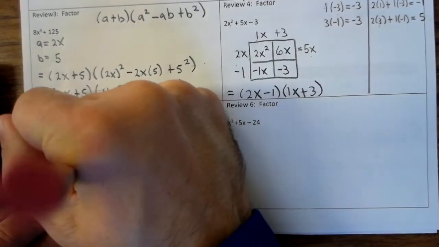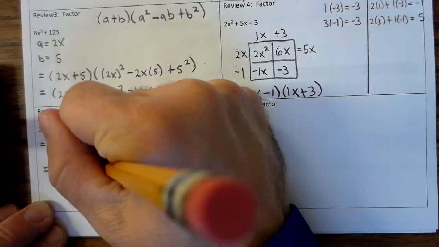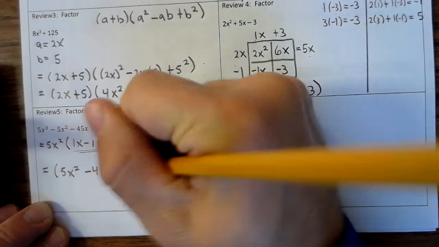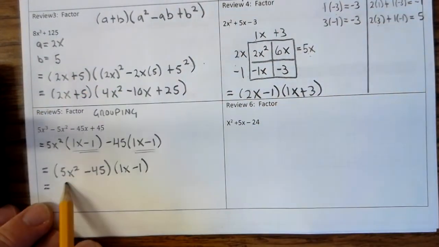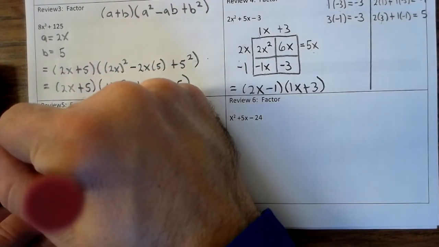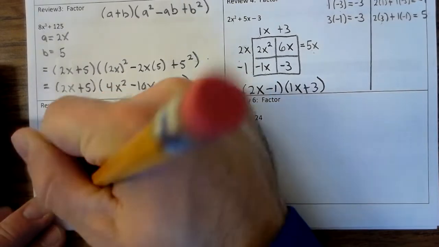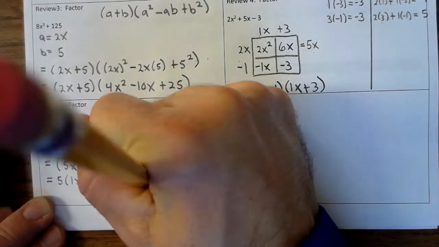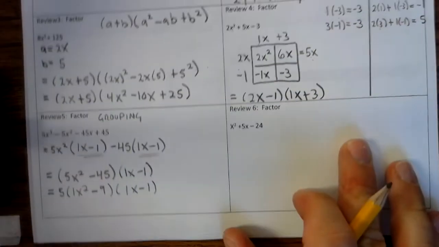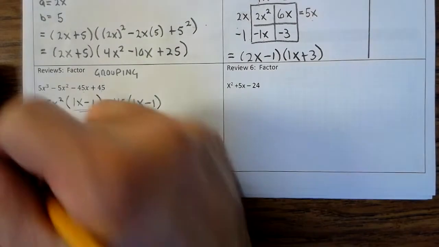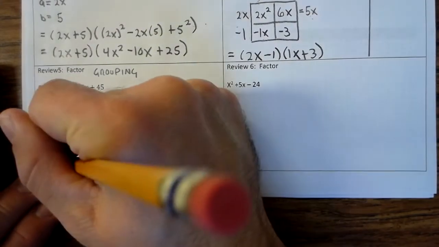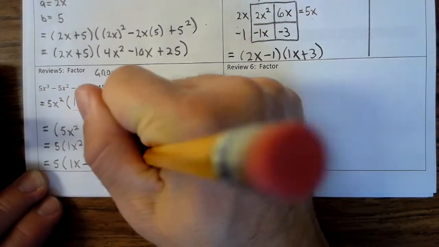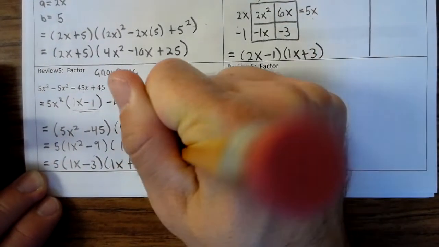So 5x squared minus 45 times 1x minus 1. We can factor a 5 out from each of these terms, so that's 5, 1x squared minus 9 times 1x minus 1. We're almost done, but I noticed that this is a difference of squares. So this can be factored 5 times 1x minus 3 and 1x plus 3. And then we can't forget about the 1x minus 1.